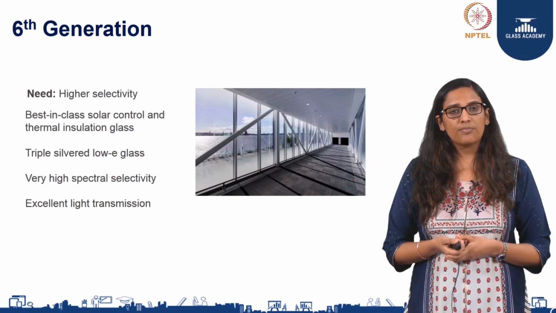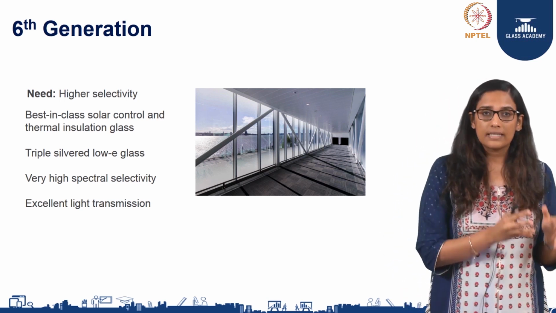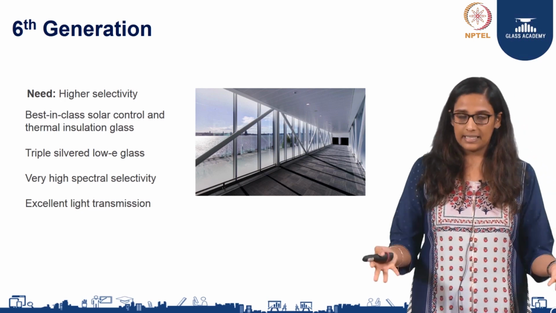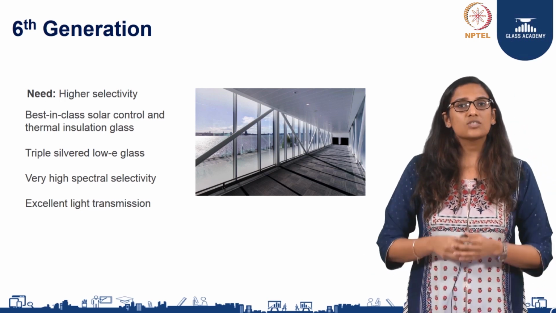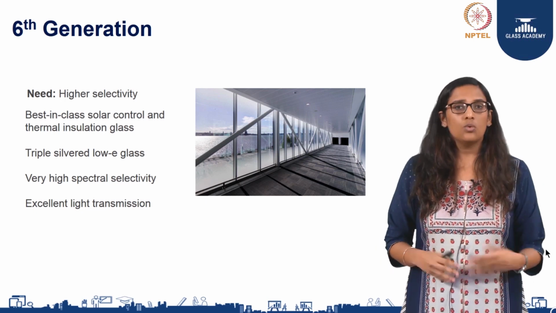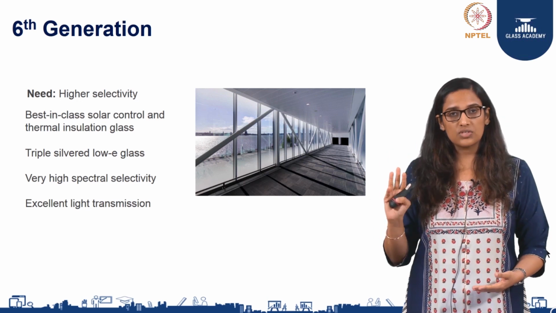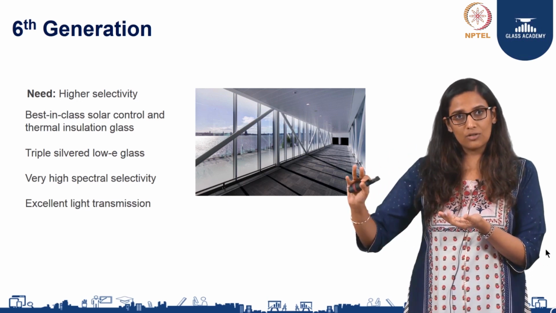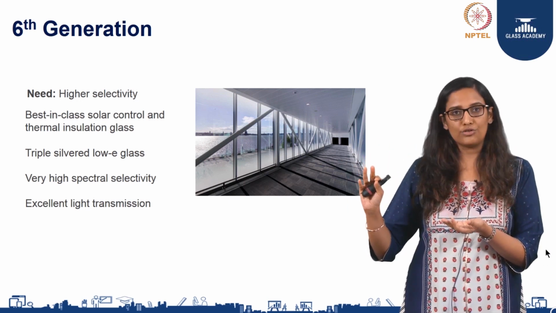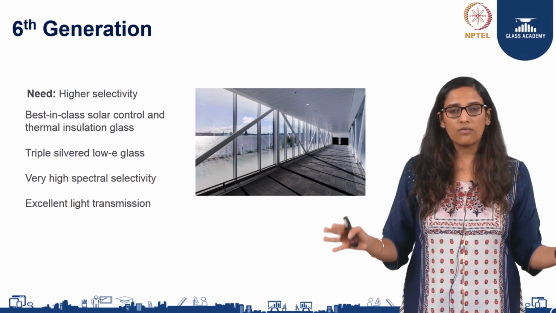The 6th generation of products has very high selectivity. It's the most recent development in the glazing industry. This is what is known as the triple silver product. Well, of course, triple silver, as the name goes, it has 3 layers of silver coating within that nanometer thickness of coating that you have on your glass, therefore giving the performance which is unheard of in the market today.